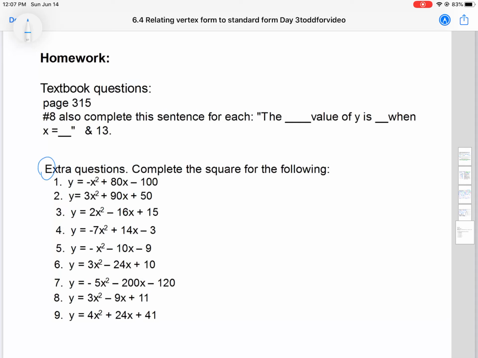This is an important concept. The more practice you do, the better. And then there will be a separate file with the answers for those. Okay, thank you.